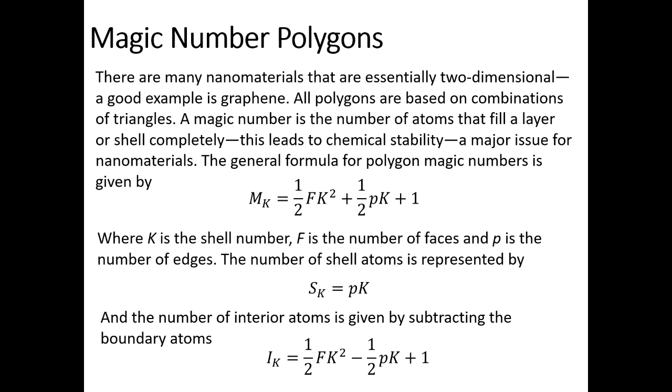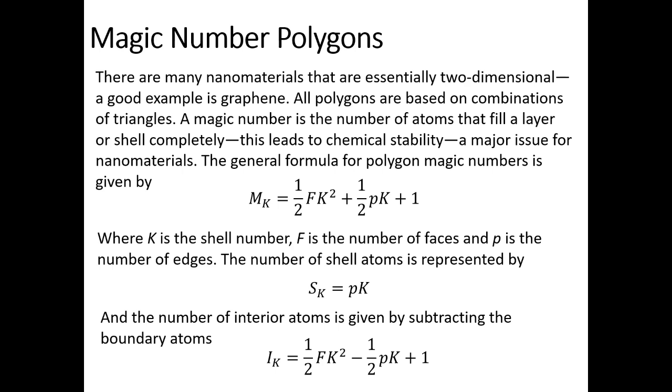Right? K is 1, F is 1, and P is 3. What do you get? Should get 3. I'll tell you the first magic number for triangles. Is that correct? Did we do it correctly? Somebody work it out. Is it correct? Yeah. Okay. So our first magic number is 3.